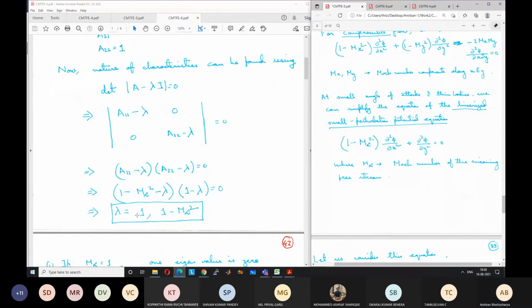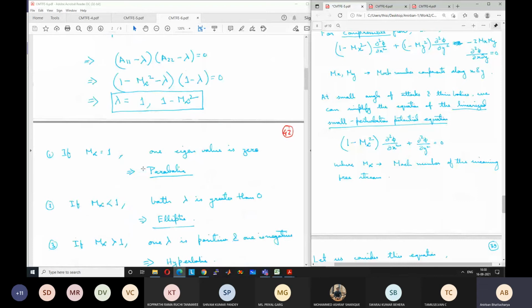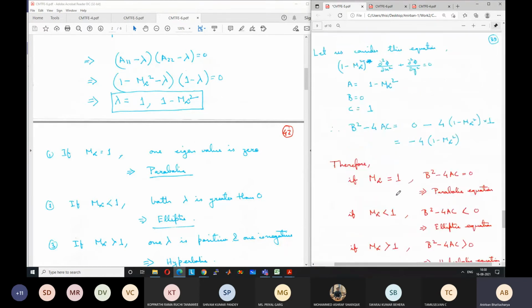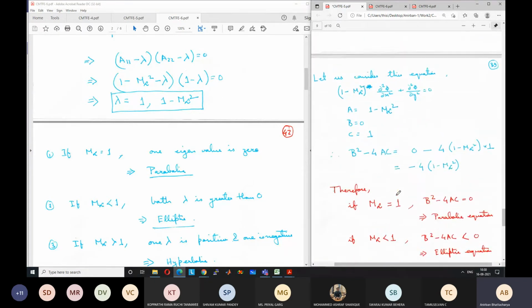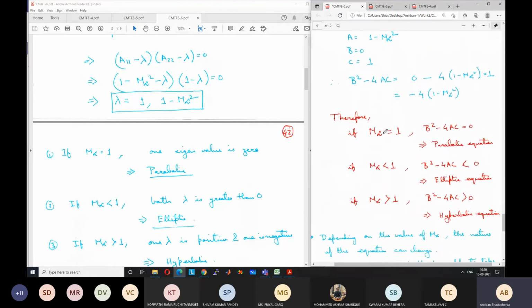Now let us again take a look at these three cases. If M infinity is equal to 1, Mach number is 1, so one of the roots becomes equal to 0. One of the eigenvalues becomes equal to 0, and so the nature of the equation is parabolic, and that is what we have seen here also. If M infinity is equal to 1, it becomes parabolic.